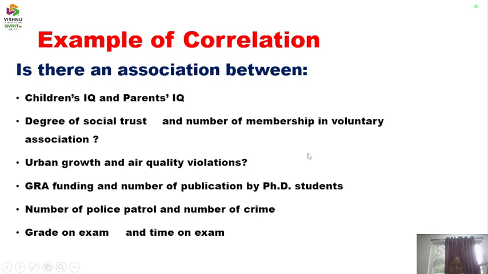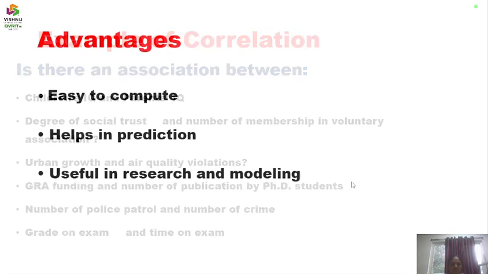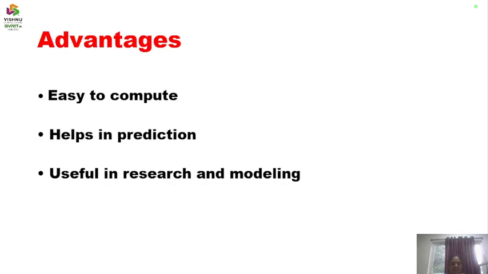So degrees of social trust and number of memberships in a voluntary association, urban growth and air quality violations, GRE finding of number of publications by PhD students, number of police patrols and number of crimes, grade on exam and time on exam also. So you can see these are all one variable to the other, x and y, x and y, right? So we can see how much strength there is. Advantages: easy to compute, helps in prediction, useful in research and modeling.